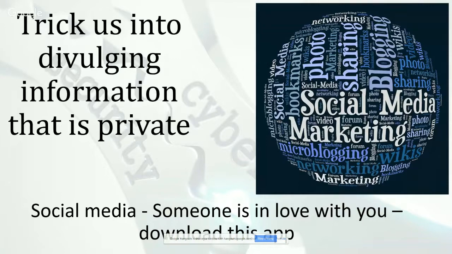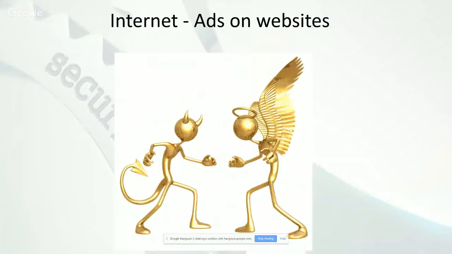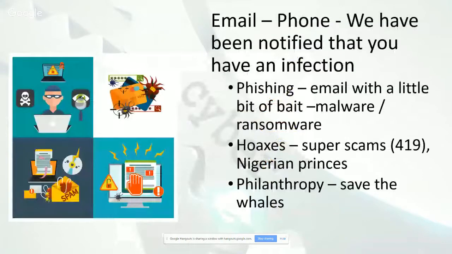We've all seen people who have said, oh, I've got this email from someone that says someone is in love with me and I need to download this app. Or we've seen ads on the side of websites that have been infected with malware. And when you click on that ad, then the malware gets delivered. But one of the most important and one of the best ways for the bad guys to social engineer us is via phone and email.